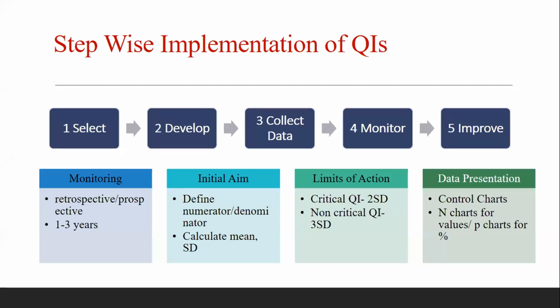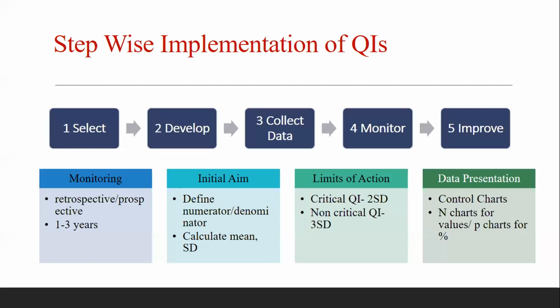So when we monitor these quality indicators, we can also analyze the retrospective data or go prospectively over 1 or 2 years and come up with our own cutoff points or the average for the data interpretation. Initially, when we define the numerator and denominator, further we calculate the mean and the standard deviation of those values. So the limits can be set up to interpret this data.